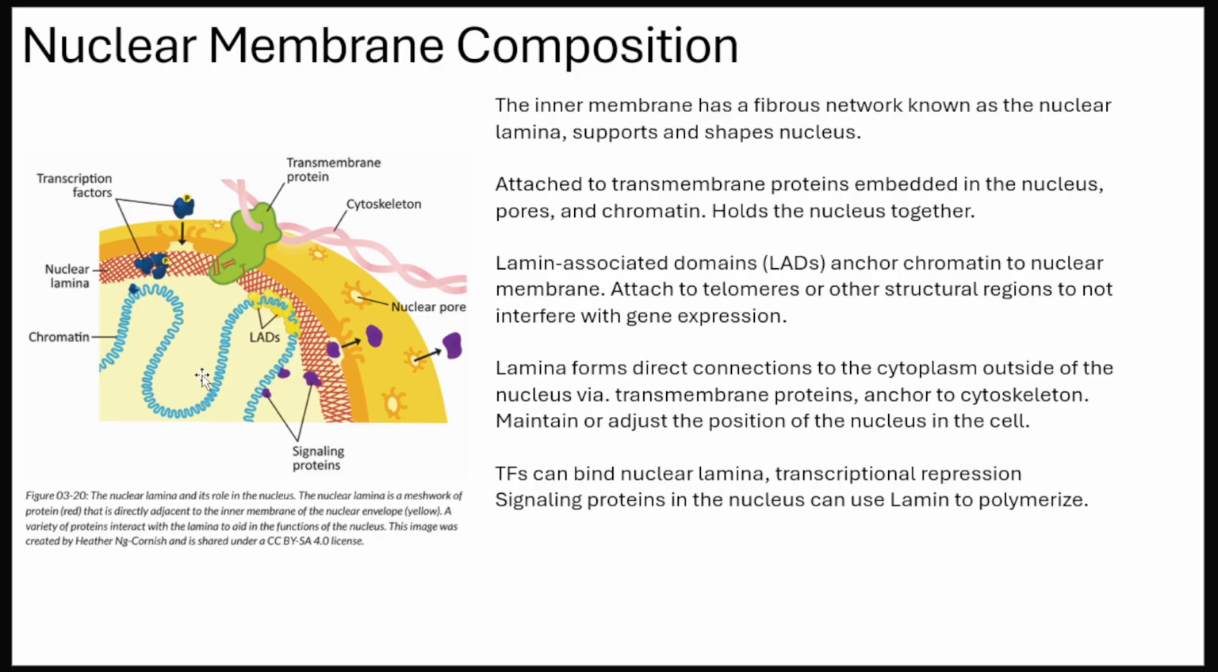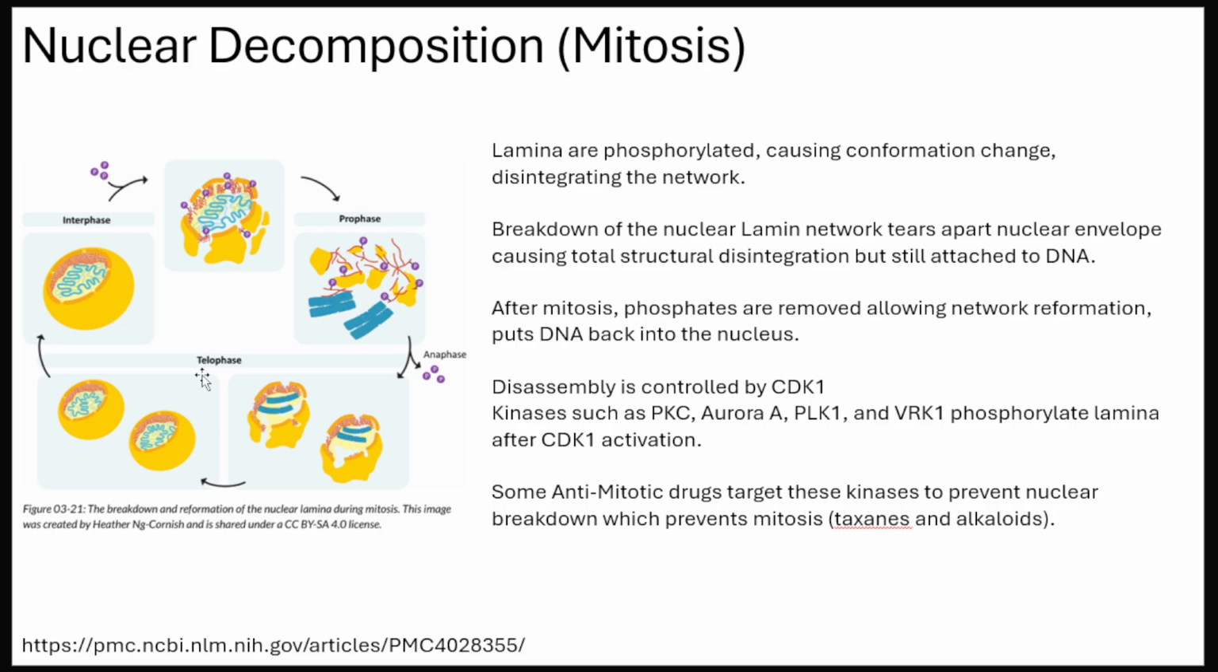But in mitosis, lamina are phosphorylated, causing them to undergo a conformational change to disintegrate the entire nuclear membrane. So breaking down of this nuclear lamina network will tear apart the nuclear envelope and cause this total structural disintegration, but it's still attached to the DNA because of those LADs. As you can see here, the phosphorylated lamin is attached to the membrane, some attached to the DNA in prophase.